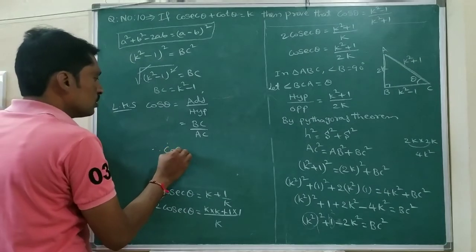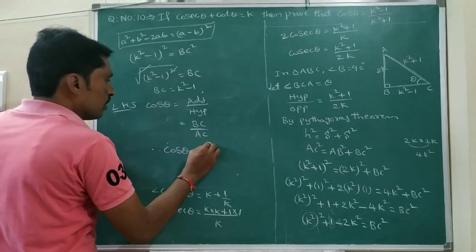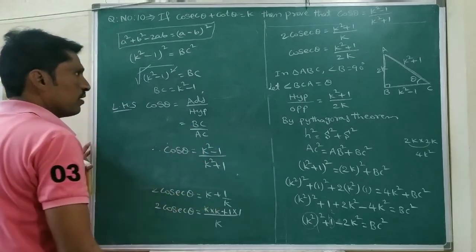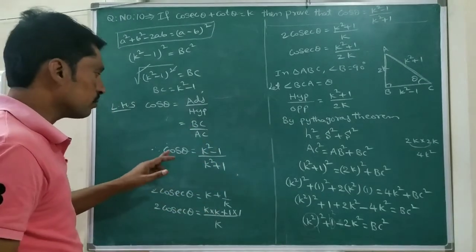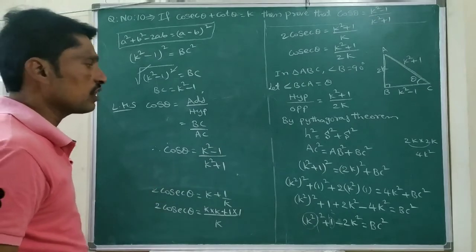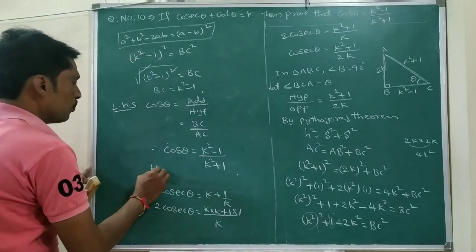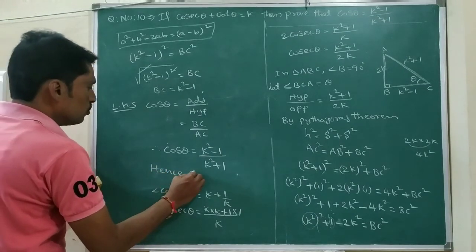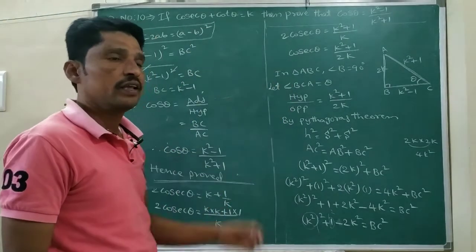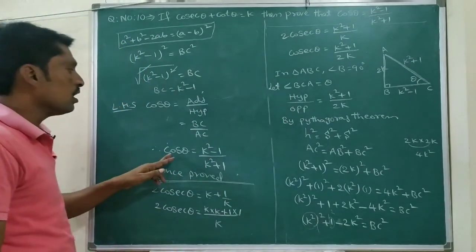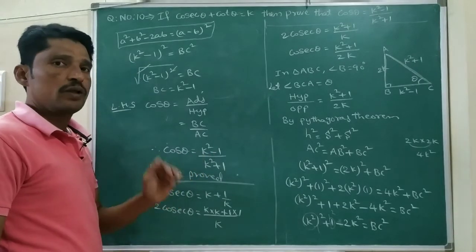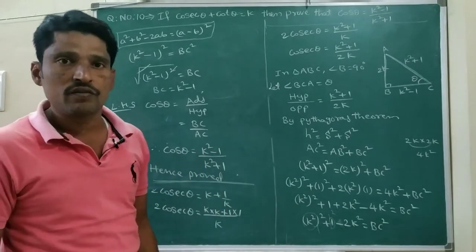Therefore cos theta equal to (k square minus 1) by (k square plus 1). AC value is k square plus 1. So cos theta equal to (k square minus 1) by (k square plus 1). This is the proof. Hence proved. Cosec theta plus cot theta equal to k is given. So we proved here cos theta equal to (k square minus 1) by (k square plus 1). This is method number 1.